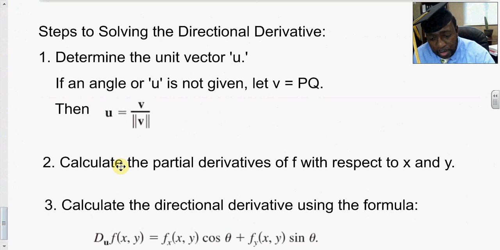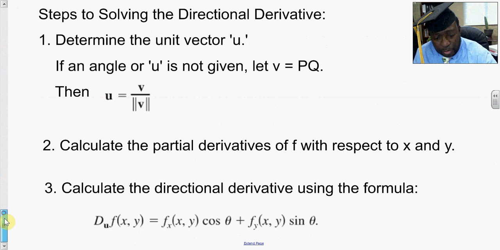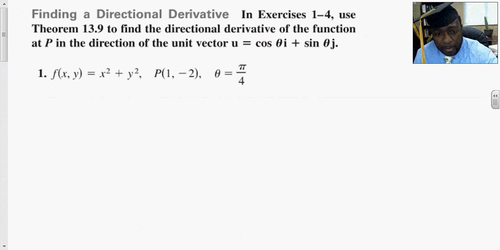From there, calculate the partial derivatives with respect to x and y, and if it's in three-dimensional space, with respect to x, y, and z, and then use the formula to calculate the so-called directional derivative. Let's look at a few problems here.